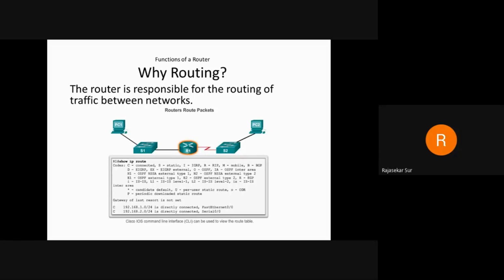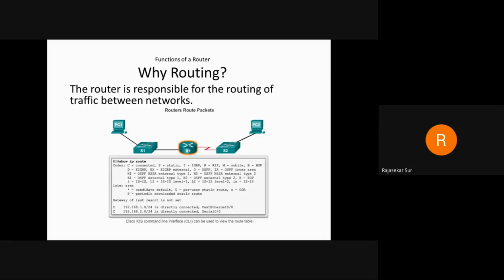Now you see, this is a router R1. In this router, there are two networks directly connected. You can follow the mouse: this is the first network, and then this is the second network. So there are two networks directly connected with this router. If I want to send a packet from PC1 to PC2, or in another way, from the first network to the second network, you need a router.